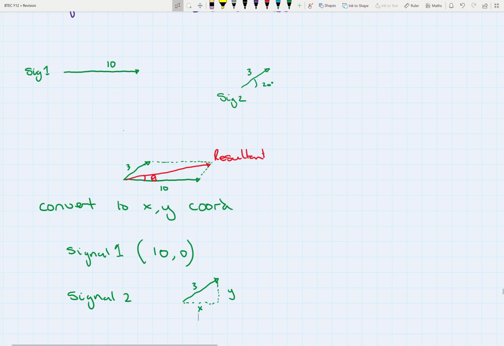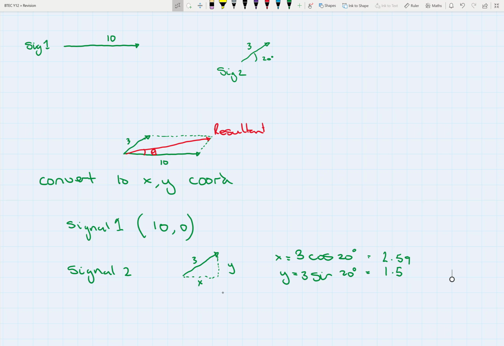So there we have a little picture. What we're looking to do is find out what x and y are, so we need to use a little bit of trigonometry. For x, it's adjacent, so I'm going to use the cos. And for the y, I'm going to use the sine. So let's just work out those answers. Okay, so there I've worked out my x and y, and I'm going to put them in exactly the same form as the other one. So in the brackets, 2.59 comma 1.5. There's my x and y coordinates.